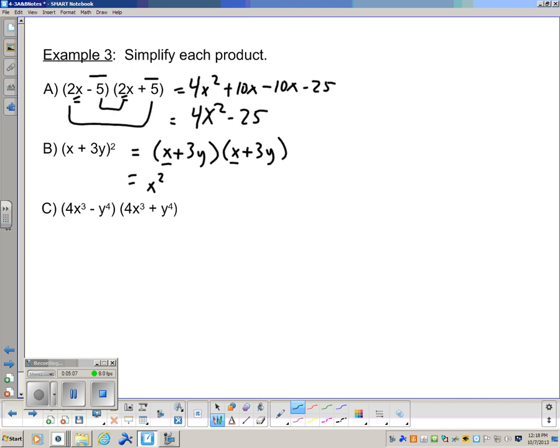And then we've got our outers and our inners. The outers give me a plus 3xy. I always like to put the variables in alphabetical order. And then the inners are also 3xy. Our last terms are 3y times 3y, which gives me 9y squared. And then again, I always combine those middle terms. We get x squared plus 6xy plus 9y squared.